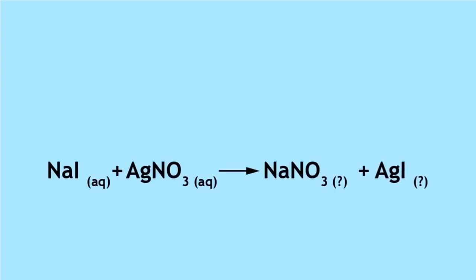Referring back to the equation, we represent this by writing (aq) in brackets as a subscript after sodium nitrate, and (s) in brackets as a subscript after silver iodide.